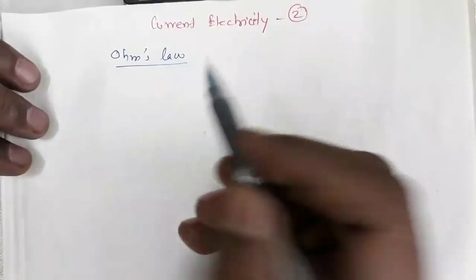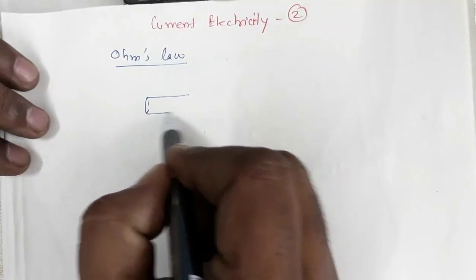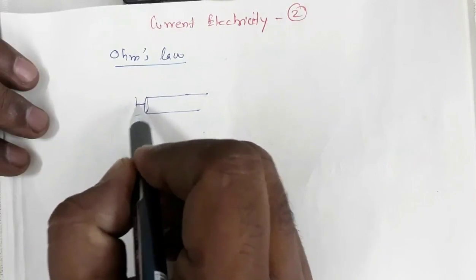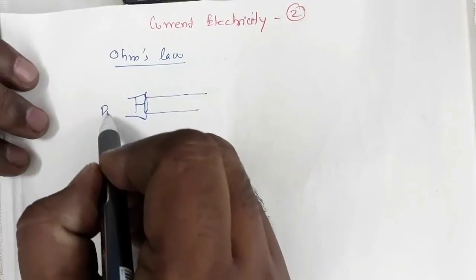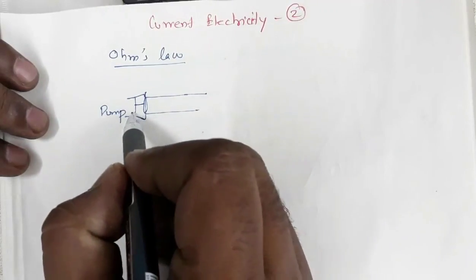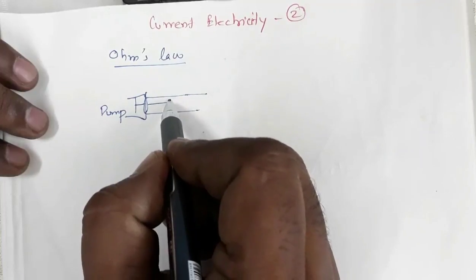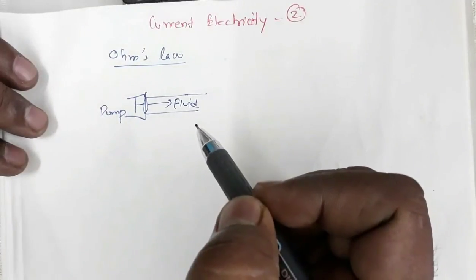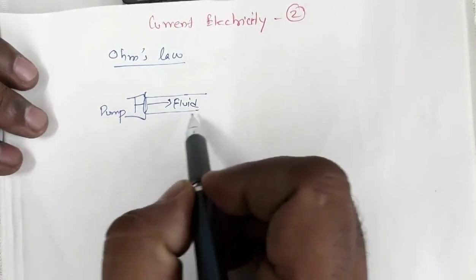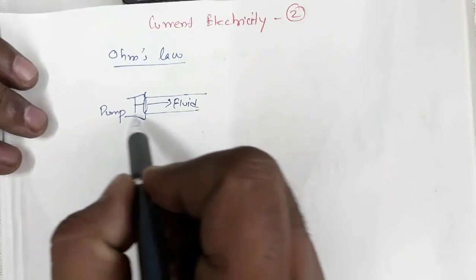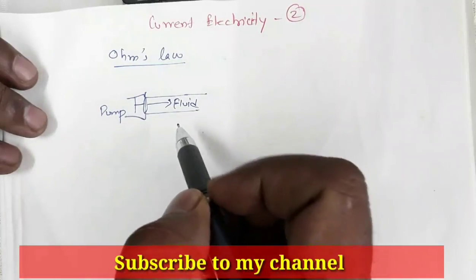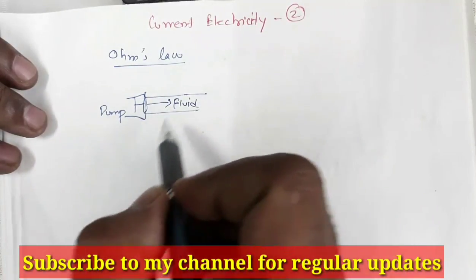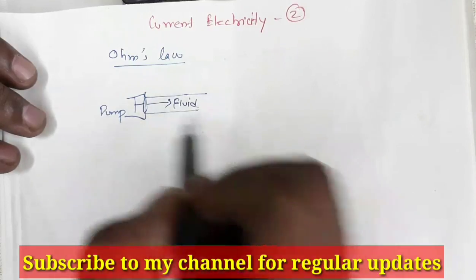now before I discuss this topic, let's see one example. Suppose you have a pipe, okay, and this pipe is connected to a pump, okay, and this pump is pumping some fluid in this pipe. Now the rate of flow of fluid in this pipe will be more if the pressure exerted by this pump is more. So greater the pressure exerted by the pump, greater is the rate of flow of fluid in this pipe, okay.